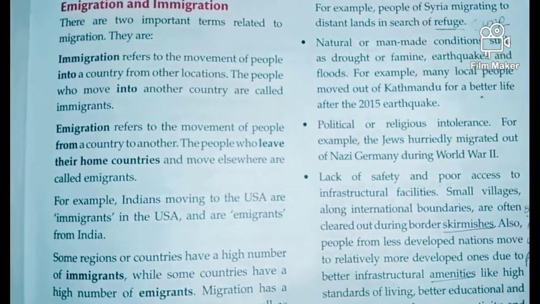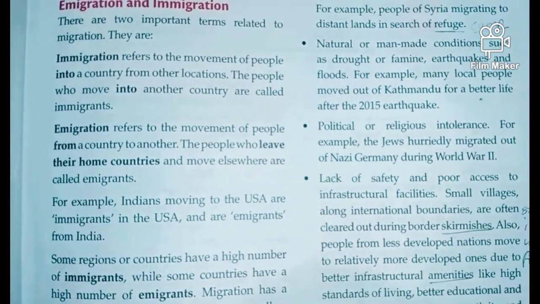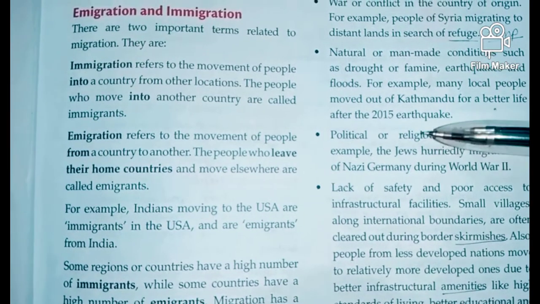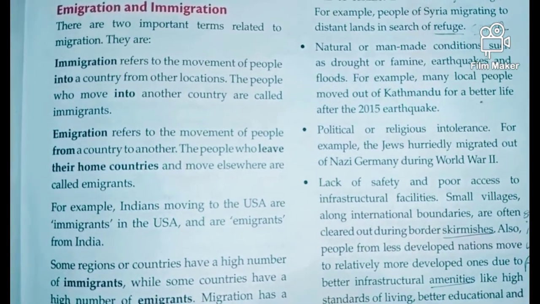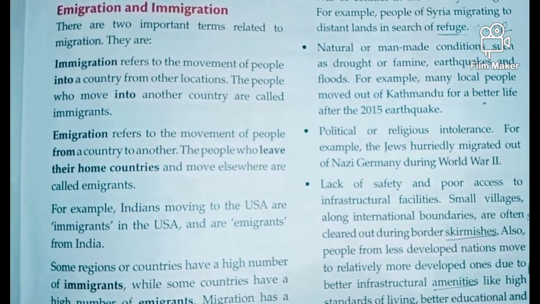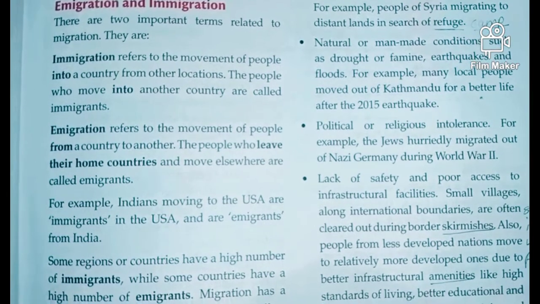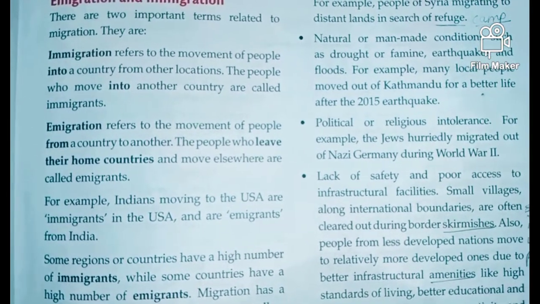The next important push factor is natural or man-made conditions or calamities, like drought conditions, famine, earthquakes or flood areas. Some countries regularly face such natural disasters, and because of that people's lives become unstable, so they want to go to a safer place.